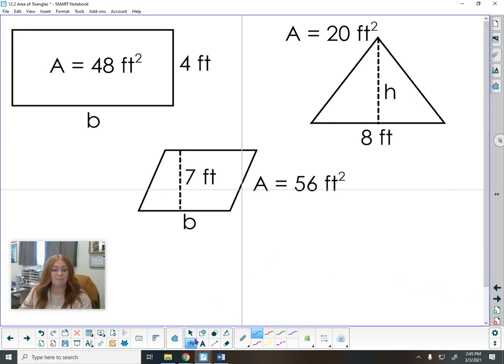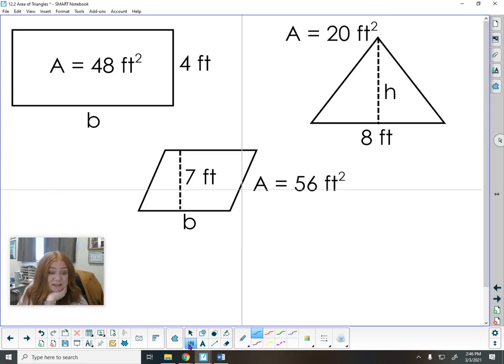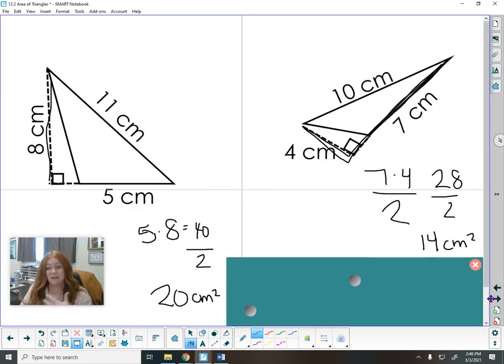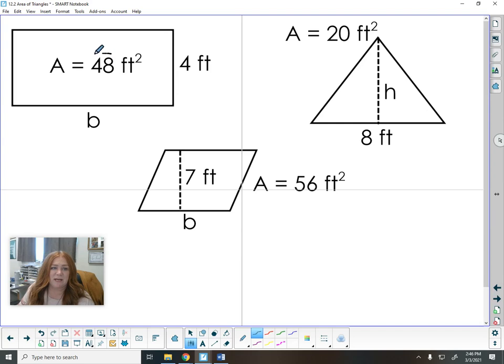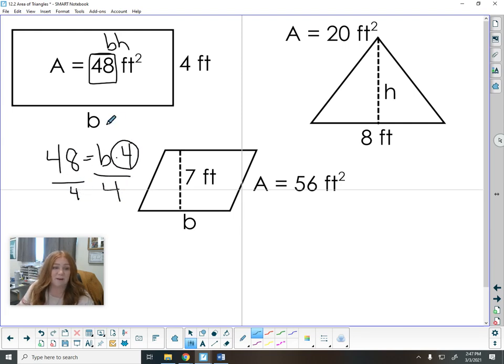Okay, this time we are going to work backwards. These are the level 4. So if you can do this and work backwards, that's a 4. Just solving them is a 3. So let's take a look at this one here. Base times height equals area. So area is 48. The base we don't know. The height is 4. We want to get b alone. What's the opposite of times by 4? We need to divide by 4. 48 divided by 4 is 12. 12 times 4 is 48. So we're just working backwards here.